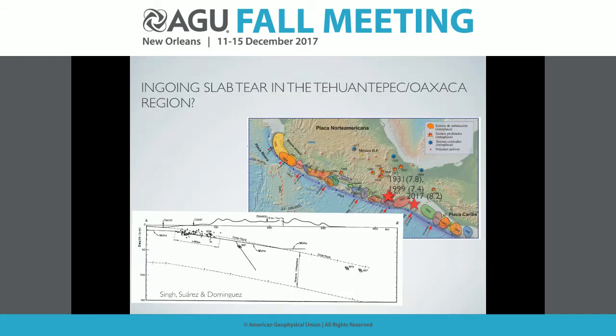Well, now we have three of these large normal faulting events within the slab that's under the overriding plate. So now not in the outer rise like in most other regions, but more inland. And so there was the 1931 earthquake, 1999, and 2017 earthquakes all in this region. And so somehow it looks like there is some kind of slab disintegration event occurring in this zone.